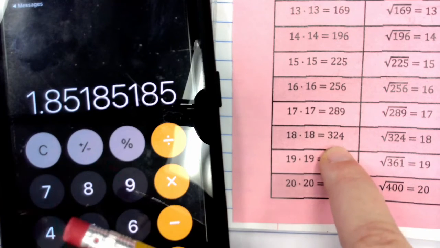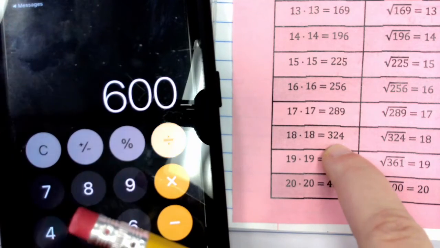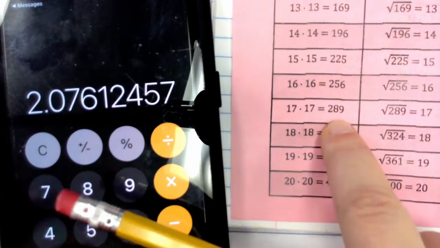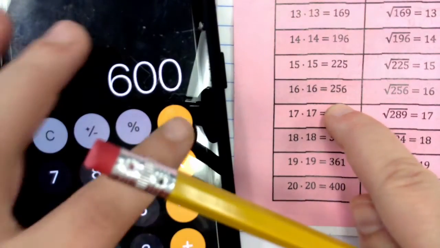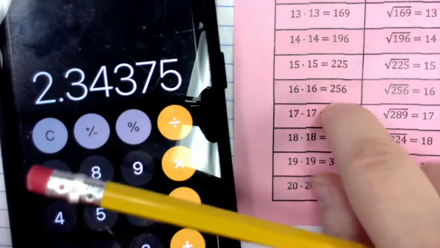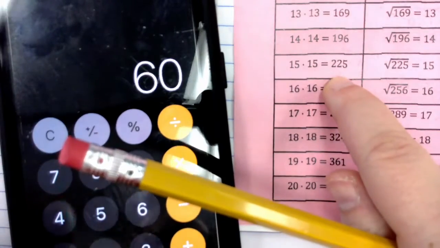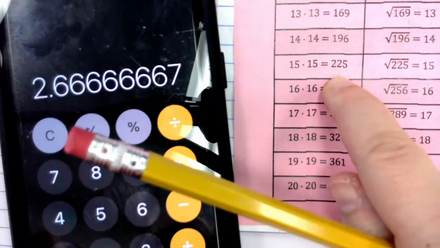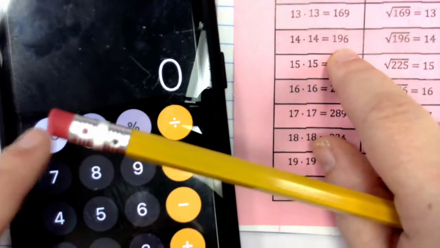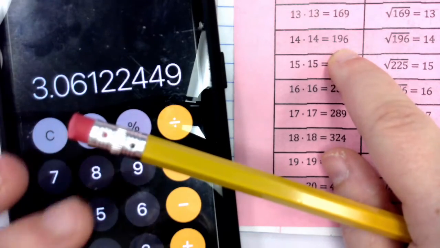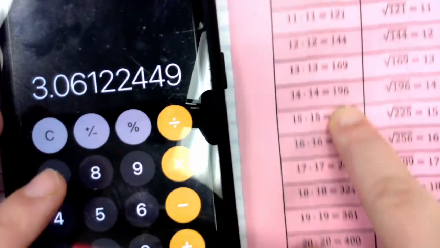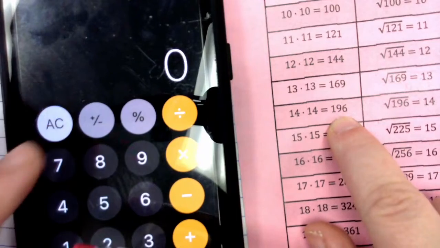And she didn't. 600 divided by 169? Nope. 600 divided by 144? Nope. 600 divided by 121? Am I doing 600 or 300? I got distracted, sorry. 600 divided by 100? Yeah, that should work, right?